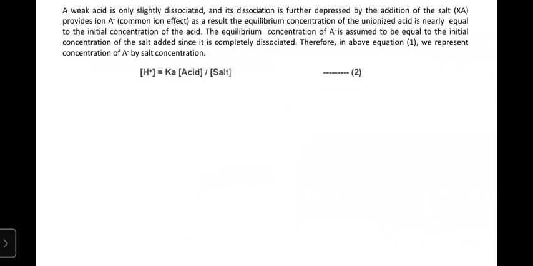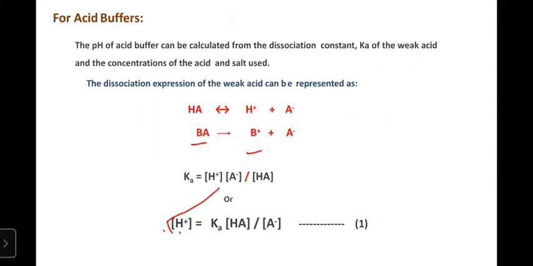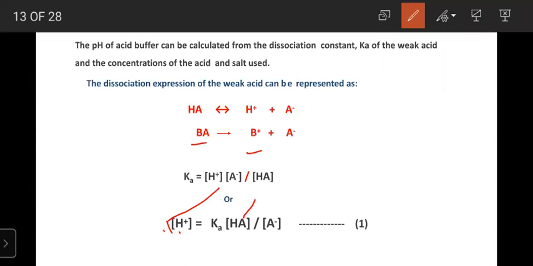Just look at this equation 1. We can rewrite it like that: the concentration of H plus is equal to Ka into acid divided by salt. HA is nothing but acid, and A minus represents salt only.